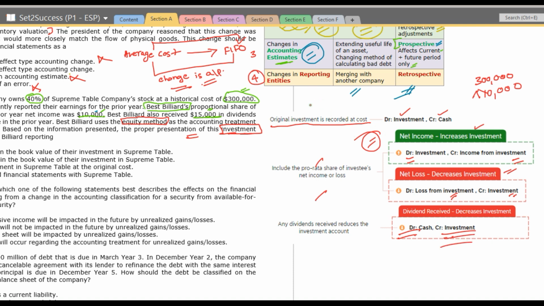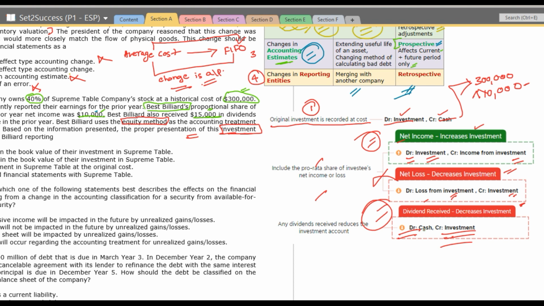Firstly, we record the investment account at cost, that is, debit investment and credit cash. So this is 300,000. The treatment also includes the pro rata share of the investee's net income and loss. If it is net income, it will increase the investment account. We debit the investment, and our share was 10,000. So by 10,000, the investment account is going to increase, and there is no net loss in this MCQ. But we have received a dividend, and a dividend received will decrease the investment.